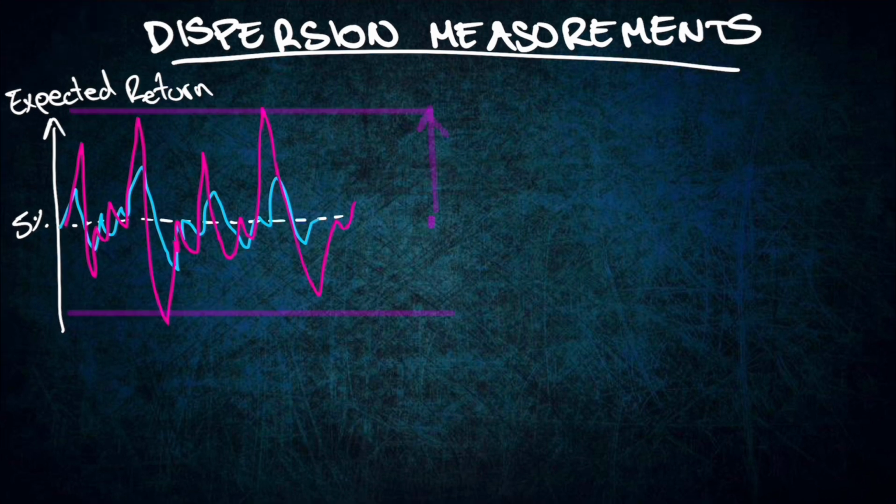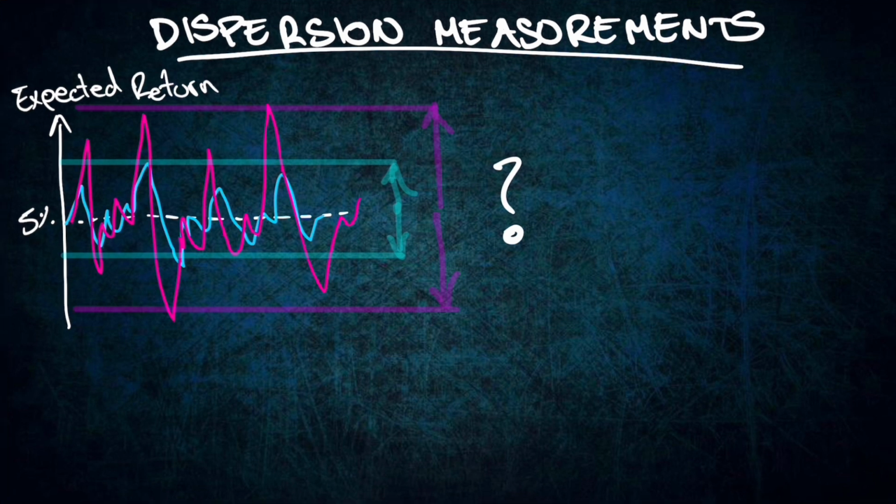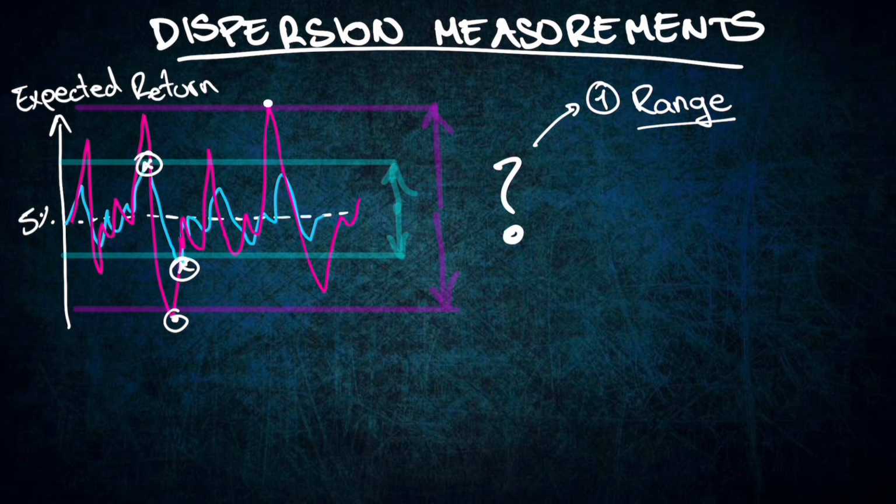But how exactly can we measure this dispersion or variation? Let's talk about our first measurement. It's called range. Here, we will simply identify the maximum and minimum values of each series. For the blue one, the minimum is this point over here, and the maximum this one. For the pink one, this point is going to be the minimum and this point is going to be the maximum along the whole series.